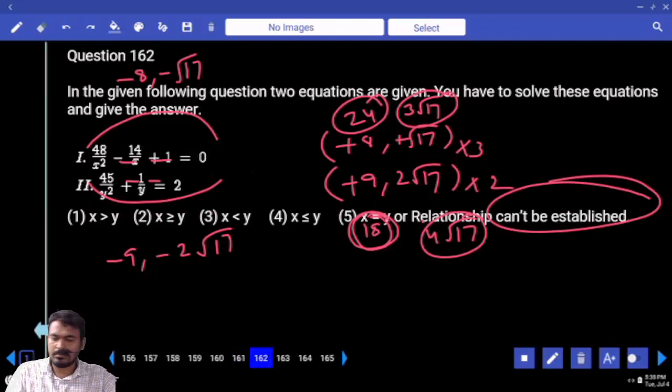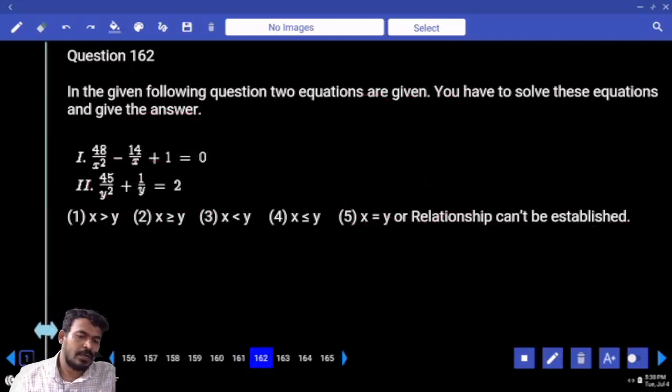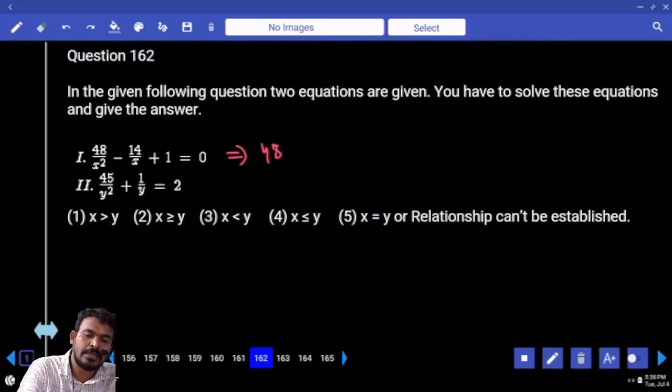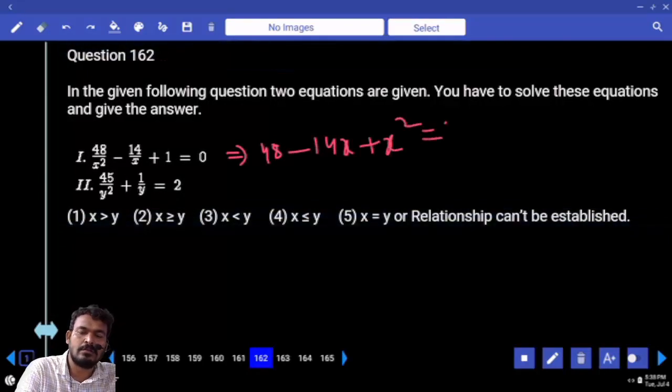Next 162. 48 by x square minus 14 by x plus 1 equal to 0. Entire equation is multiplied by x square. Then we are getting which one? 48 minus 14x plus x square equal to 0.